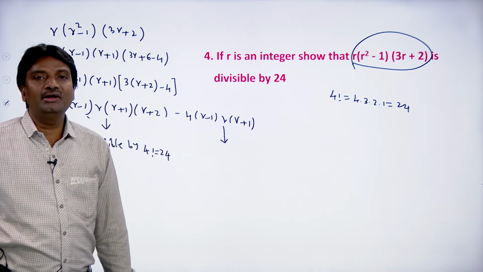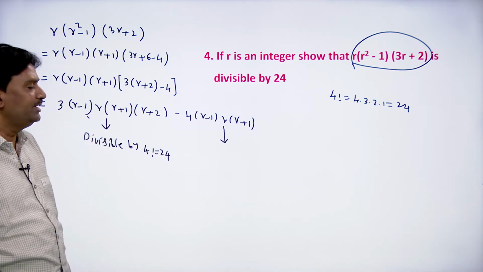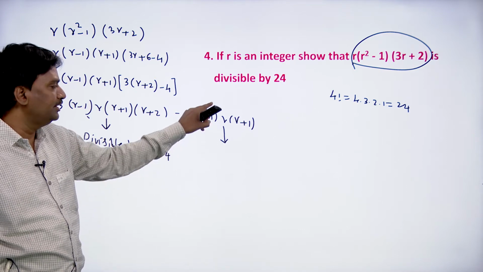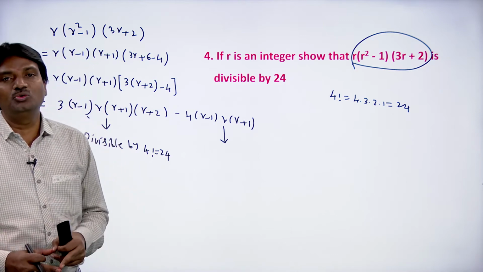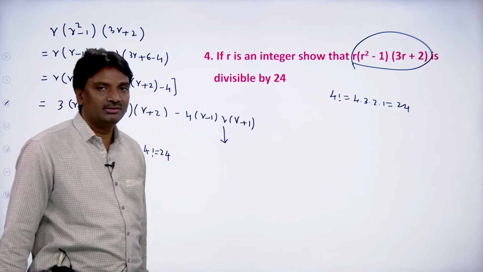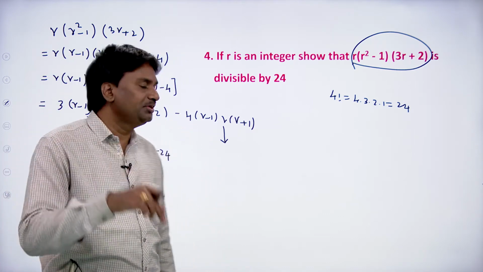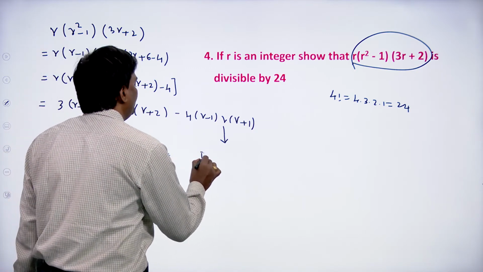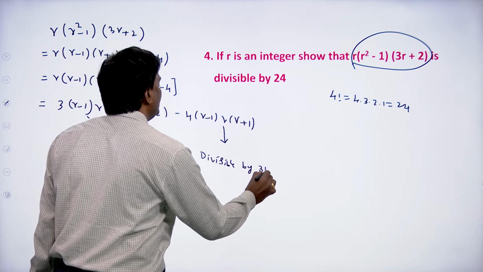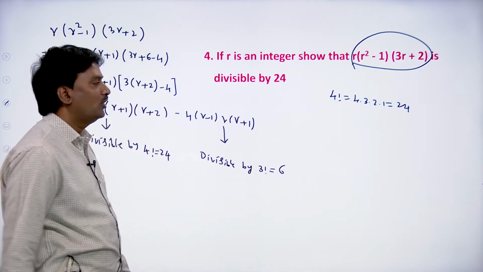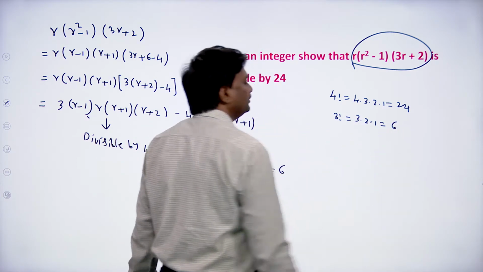Next, by taking this, r minus 1 into r plus 1. Here also, if you take r equal to 10, 10 minus 1 is 9 into 10 into 10 plus 1 is 11. This is the product of 3 consecutive natural numbers. So we know the product of 3 consecutive natural numbers is divisible by 3 factorial. So that is 6, because 3 factorial can be written as 3 into 2 into 1, that is 6.